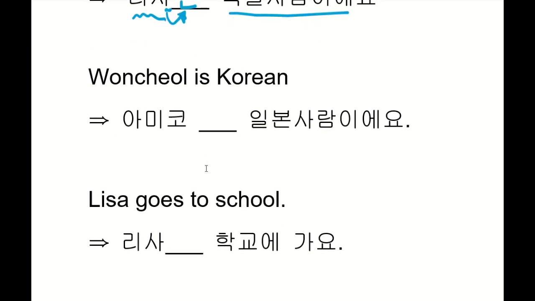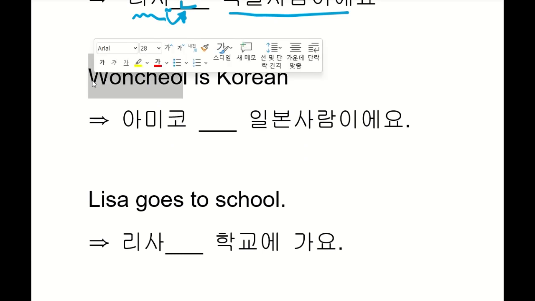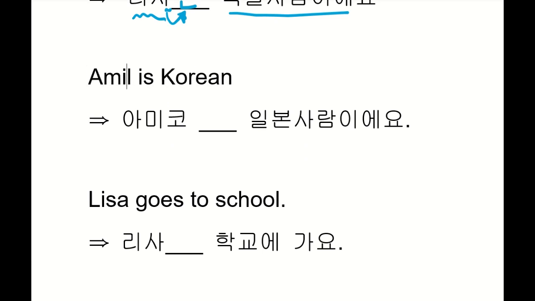Oops, there is a mistake here. Amico should have been written here. Amico is Korean. No, Amico is Japanese. Should have written that here.